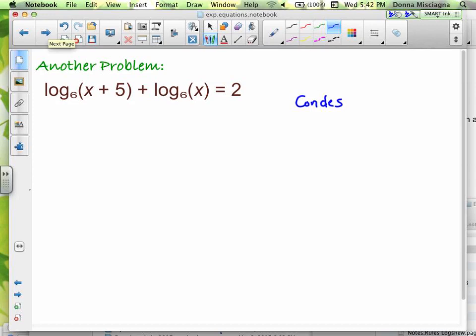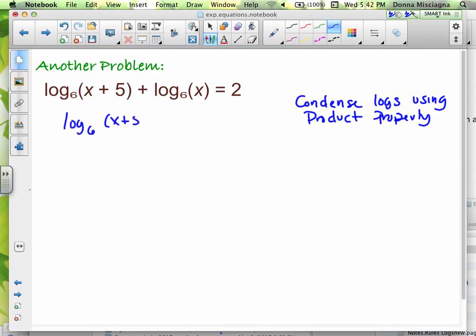And it helps to write in the note: condense logs using the product rule or product property. All right, so this becomes log base 6 of x plus 5 times x equals 2. All right, we have log equals a number. So we want to rewrite into exponential form.